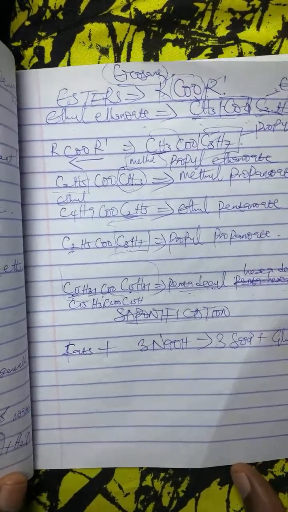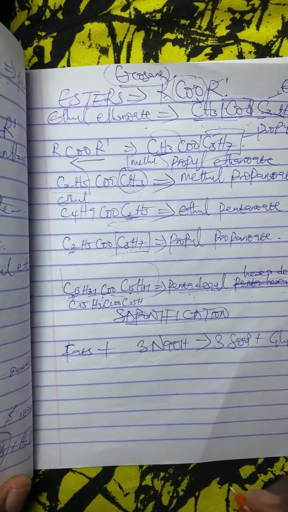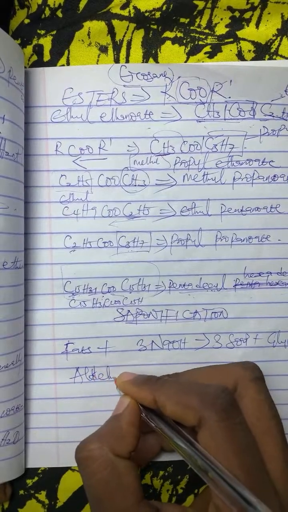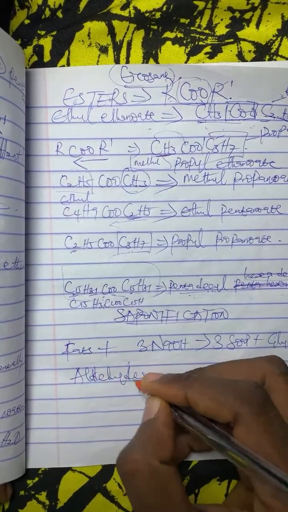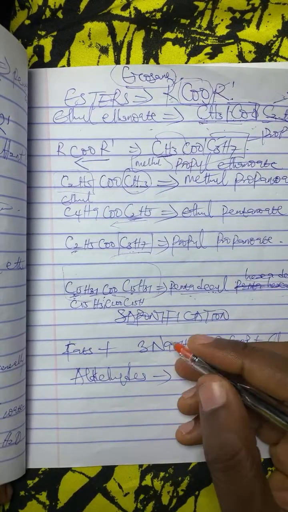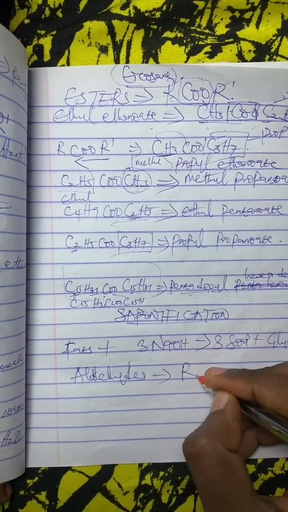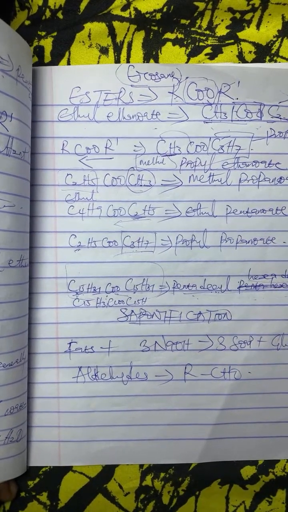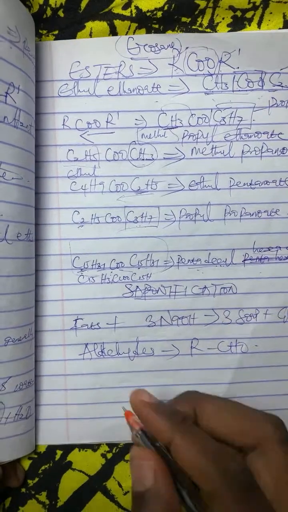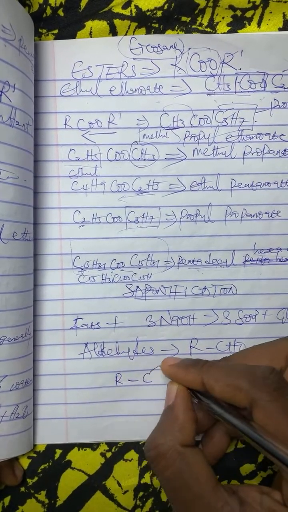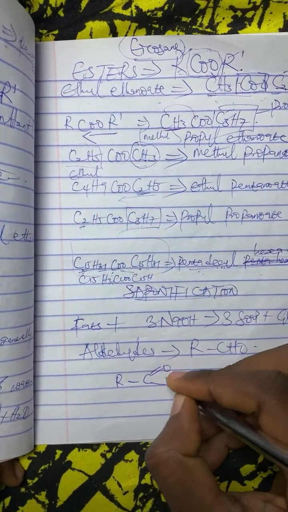Now, another organic compound that you also like to know is aldehyde. Please try as much as possible to know these functional groups. Aldehyde, if you don't call it aldehyde, you call it alkanals. RCHO. Most of the time, you can see the structure as R, then C, double bond O, single bond H.